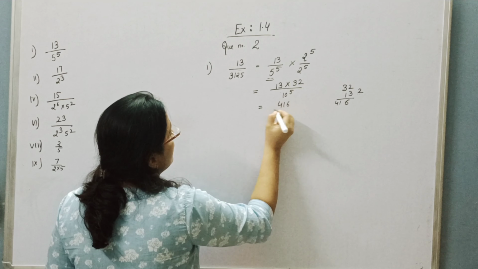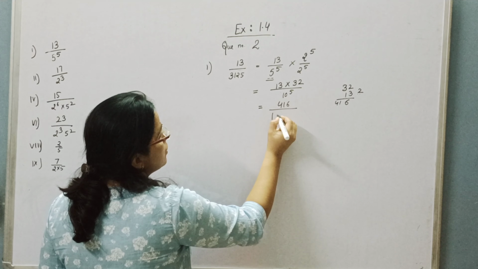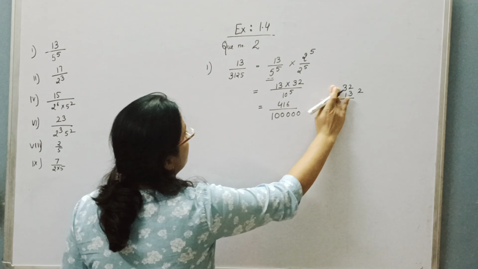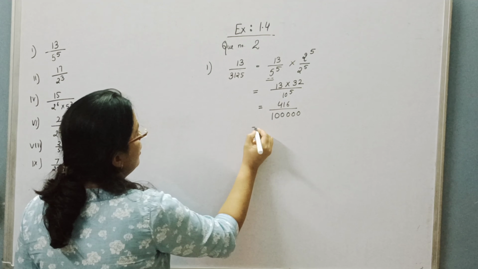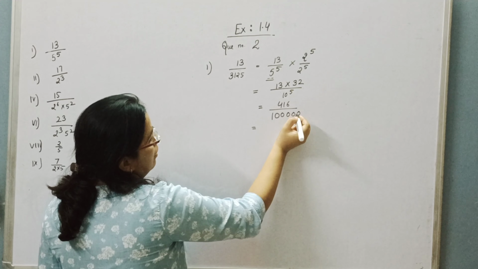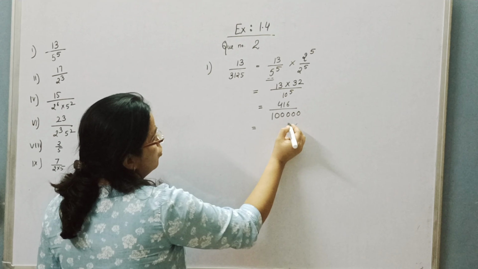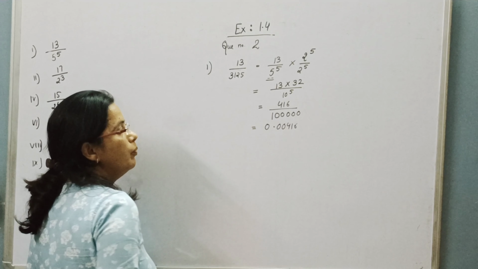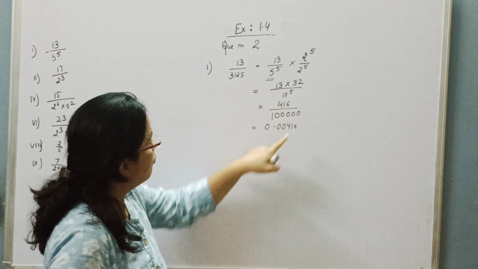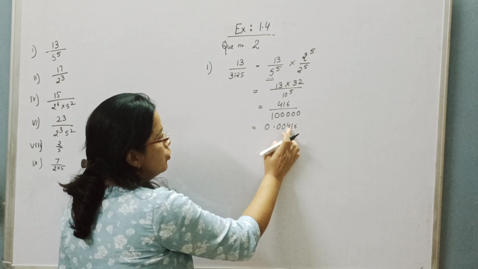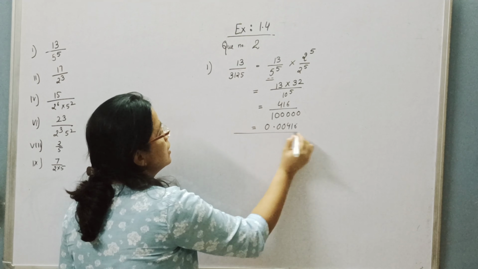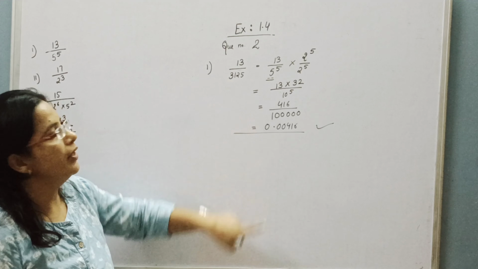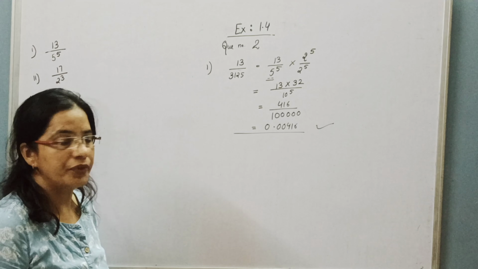416. 10 raised to power 5 is 1, 2, 3, 4, 5, five zeros are there. Now we will put the decimal after 5 digits. So this is the decimal expansion of 13 upon 3125. This is our answer.